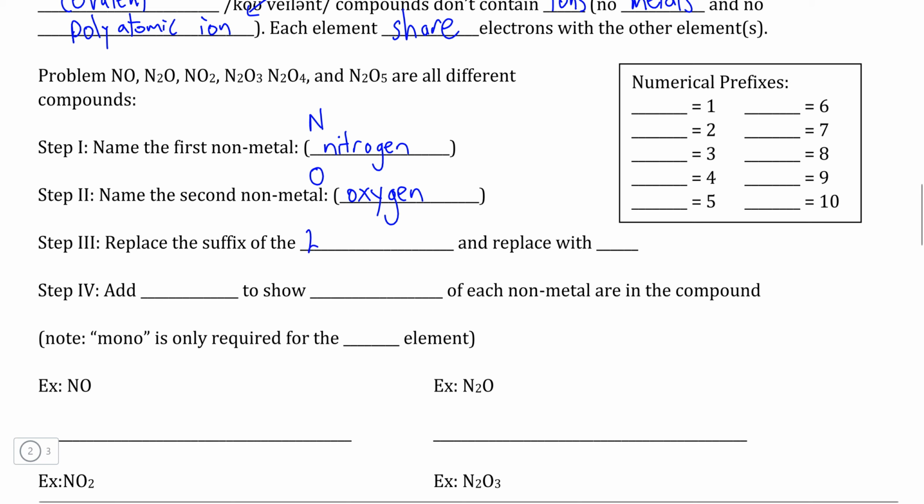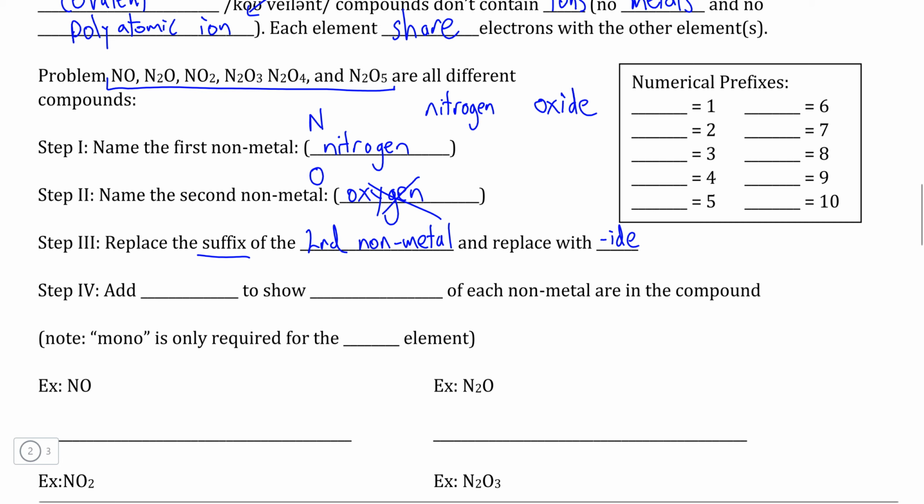We take the suffix of the second nonmetal in the formula. So in this case, the second nonmetal in all of our chemical formulas here is always going to be oxygen, at least in these cases, and we're going to take the suffix of oxygen, the -gen part, and replace it with the same three letters, IDE. Now, in this case, we leave the name of the first nonmetal, nitrogen, intact, and then we replace the suffix -gen in oxygen with IDE, and then we have nitrogen oxide.